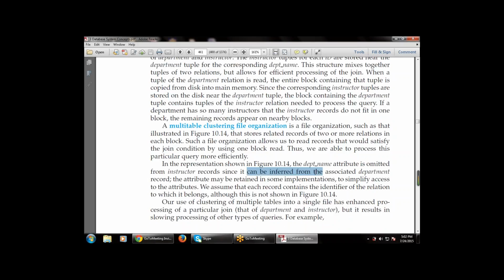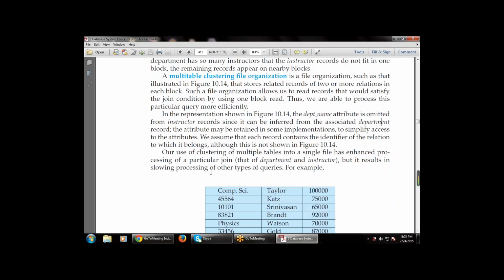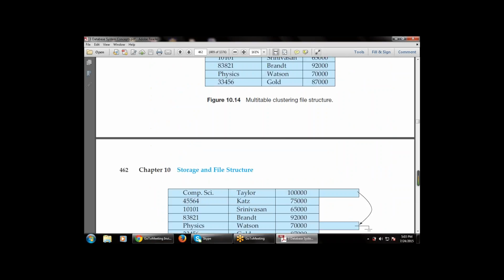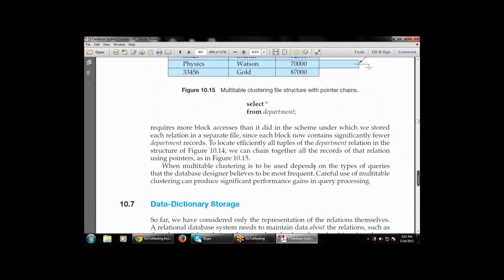So it can be referred from the associated department record, so the attribute may be retained in some implementations. That is, we can say they are available from the next record, from the department record. Our use of clustering multiple tables into a single table enhances processing of a particular join, that is a department and the instructor, but it results in slow processing of the other queries.